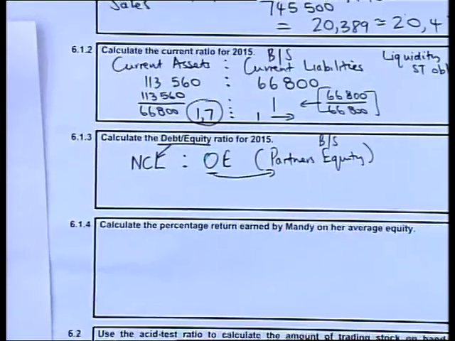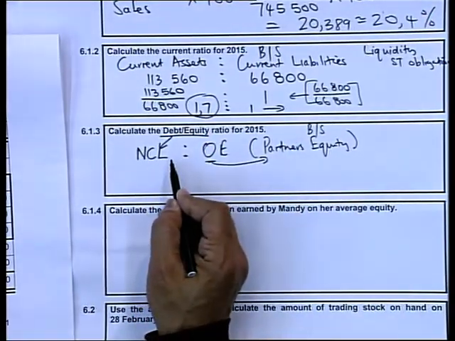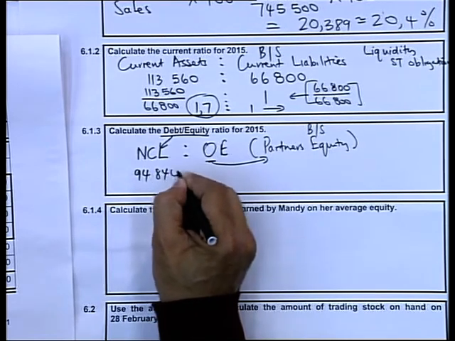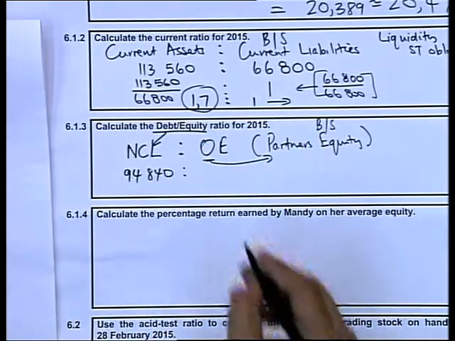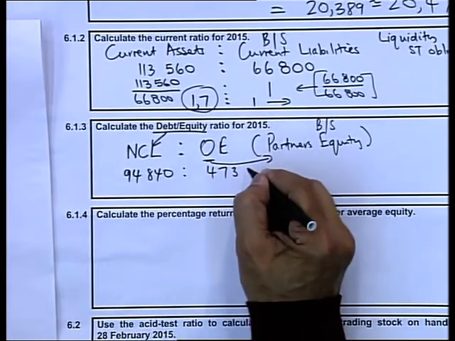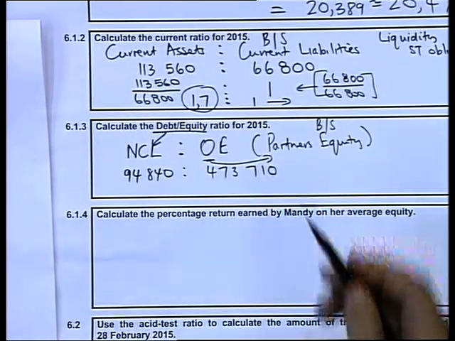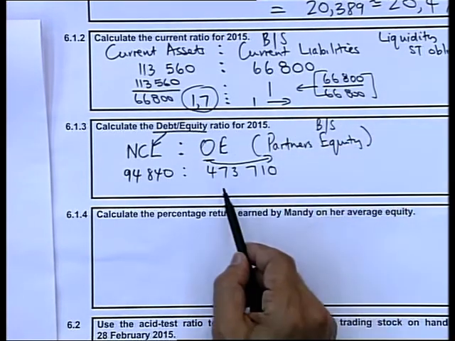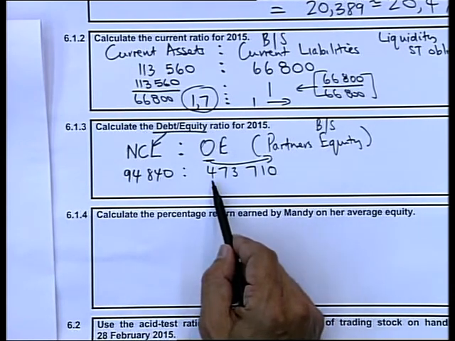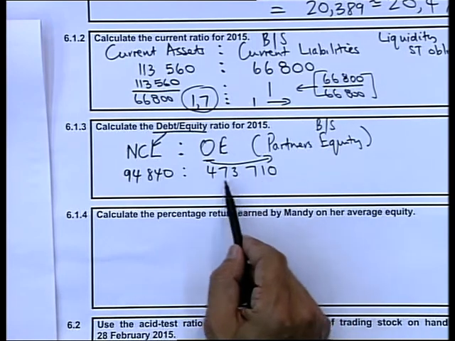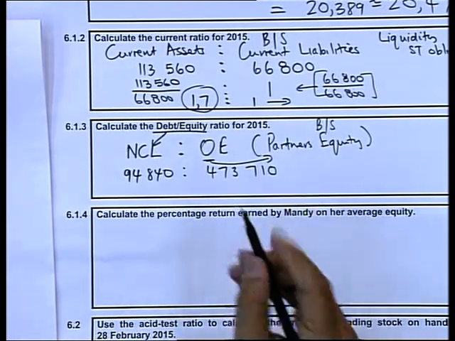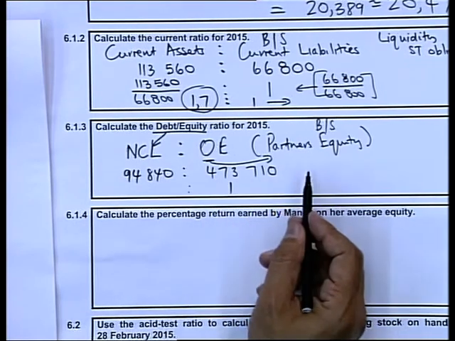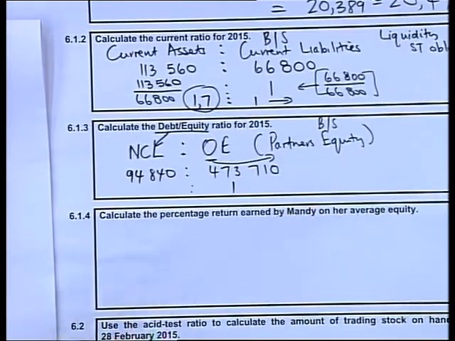Okay, so back to the answer sheet quickly. Here we go. It's non-current liabilities, which in this case is 94,840, and the owner's equity, 473,710. And remember what I said on top, that when we want to have a ratio, the right-hand side has to be 1. So in order for me to have 1 on the right-hand side, I have to divide the number by itself to get one. Whatever I do on the right-hand side, I have to do on the left-hand side. So I'll have to divide by 473,710. Now I have to do exactly the same on the left-hand side.